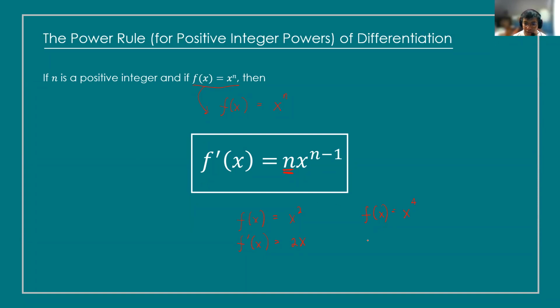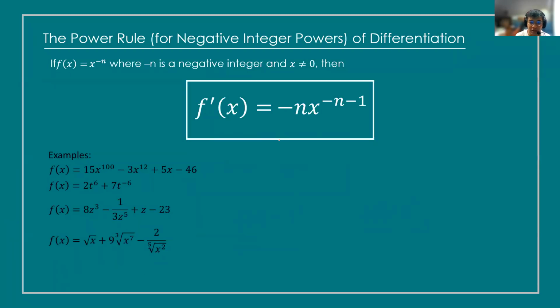Again, the rule states that you have to bring down the exponent first, then multiply by x, and then the exponent is to be taken away by one value. So 4 minus 1, that would be 3. So 4x cubed. So that's the formula. It's super easy because that's the formula.